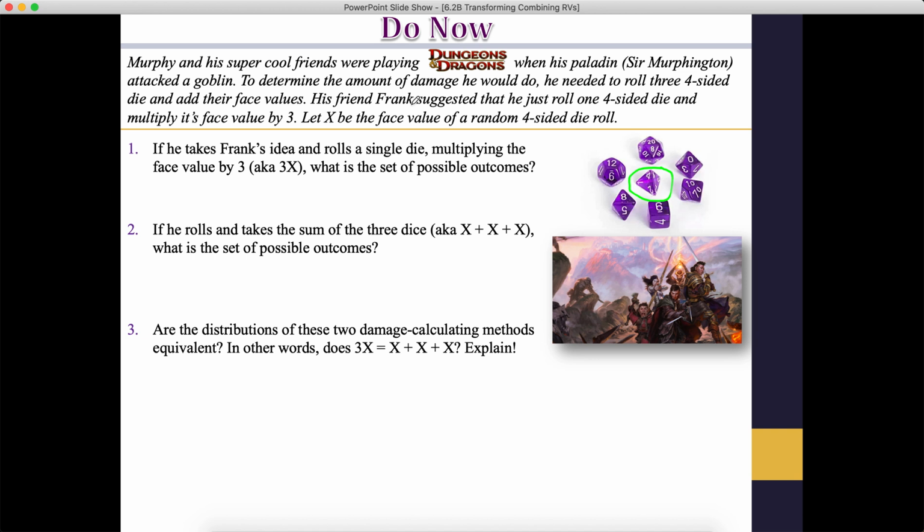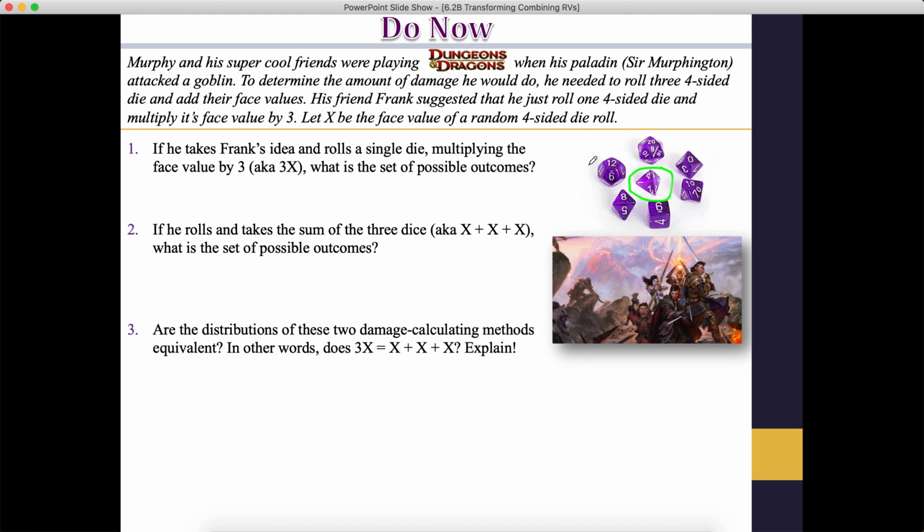So let's suppose my friend Frank says, instead of rolling 1 3 times, or rolling 3 different ones, why don't you just roll 1 die, look at its face value, and then multiply by 3. And for a moment, this actually happened, by the way. For a moment, we all contemplated whether or not that would be the same thing, if that would just be a quicker way to do it. But then we quickly came to the conclusion that no, it wouldn't.